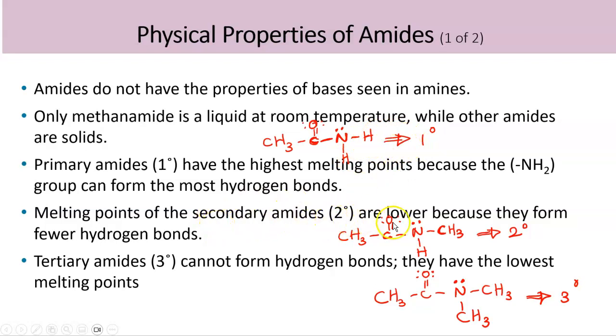And the secondary amides are lower because there's only one hydrogen atom, and tertiary amides cannot form hydrogen bonds because there are no hydrogens available to make hydrogen bonds. In order to make a hydrogen bond, that hydrogen needs to be attached to either nitrogen or oxygen in this particular molecule. So there are no hydrogen atoms attached to oxygen or nitrogen, so there will be no hydrogen bonding possible in tertiary amides. That means lower intermolecular interactions. So therefore they have the lowest melting points.